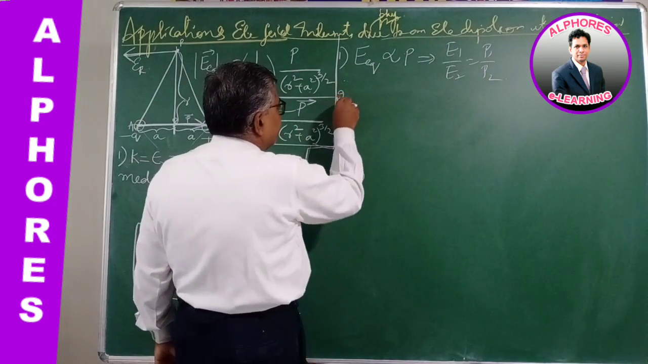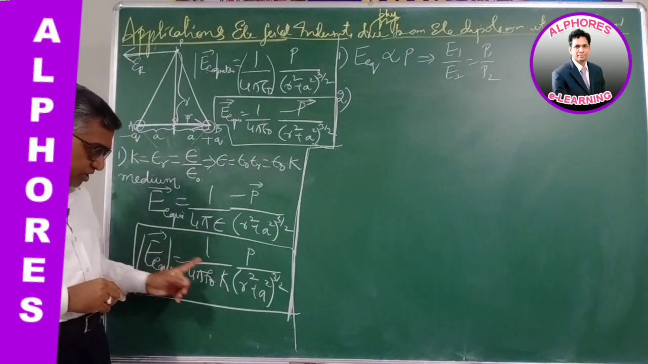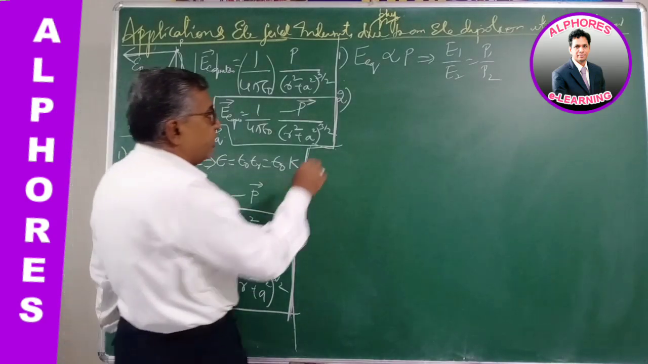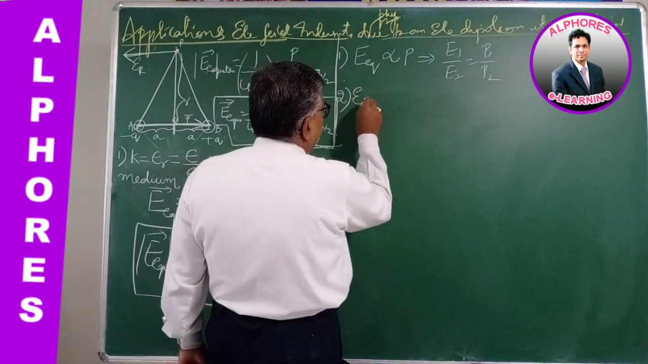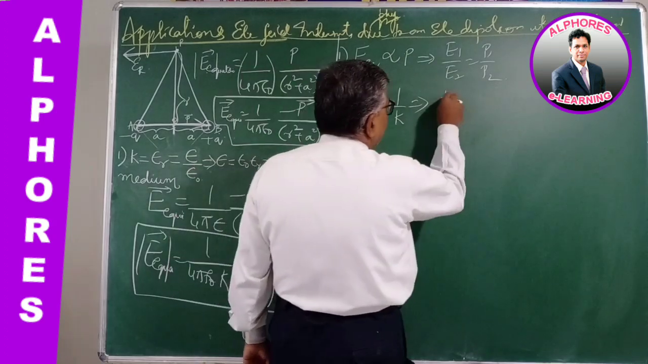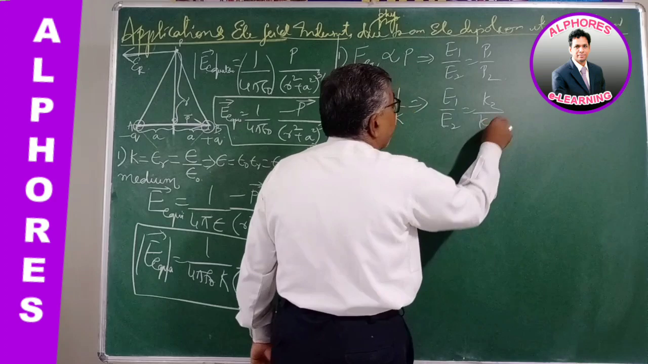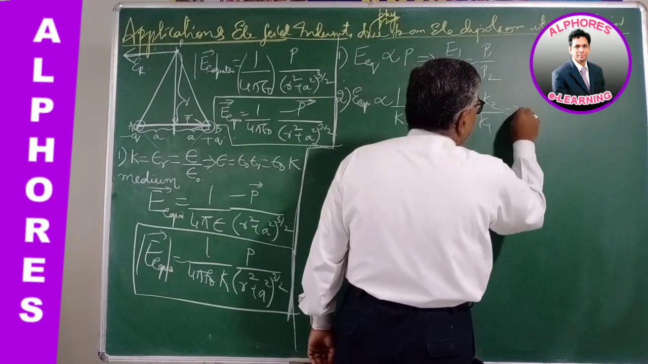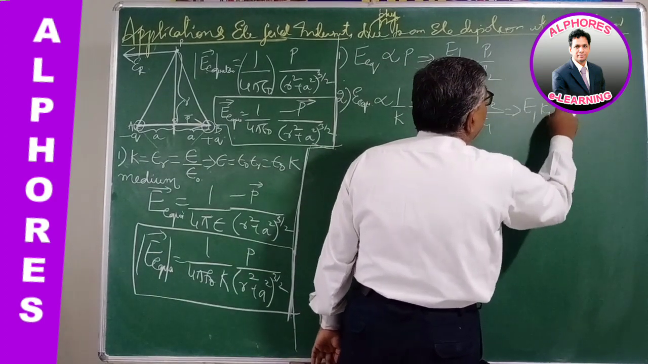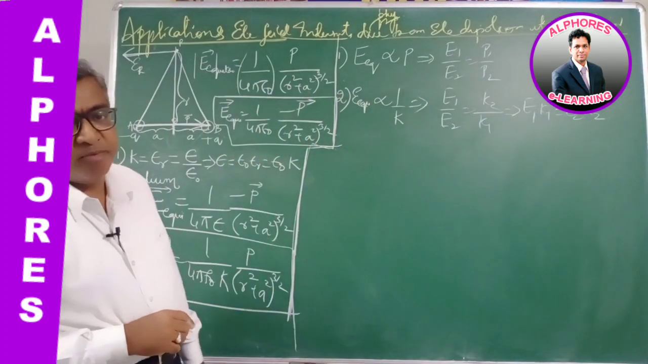Second, this electric field intensity is inversely proportional to K, the dielectric constant of the medium. So, E equatorial is inversely proportional to the dielectric constant of the medium. That is, E1 by E2 is equal to K2 by K1, which implies E1 K1 is equal to E2 K2. That is when placed in a medium, right?